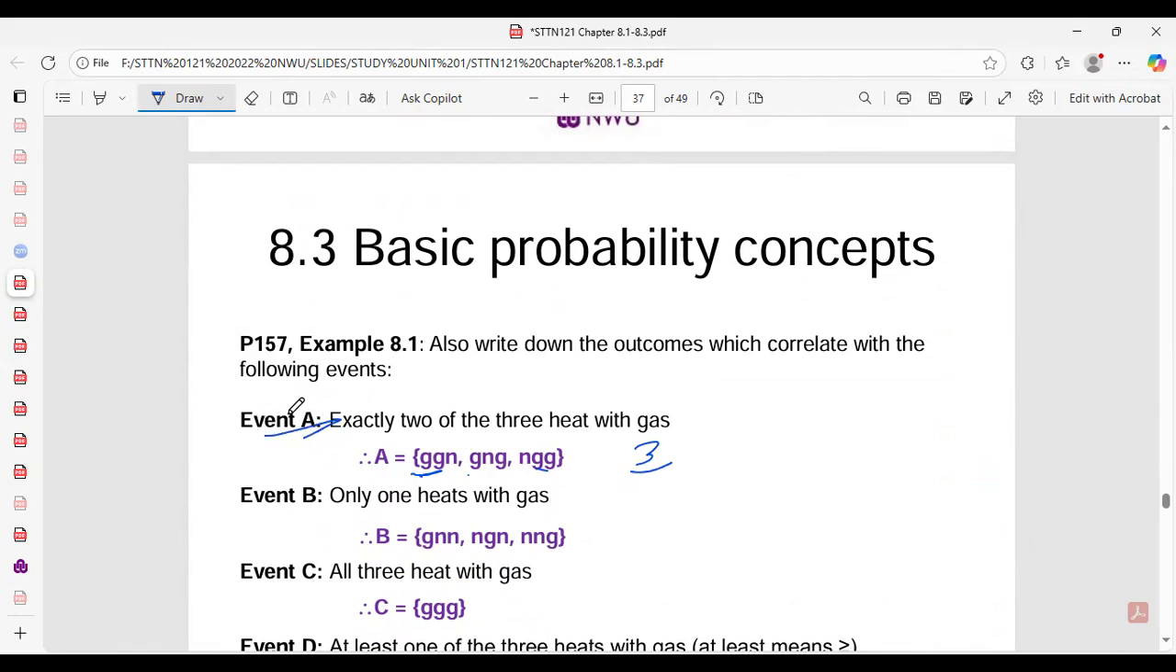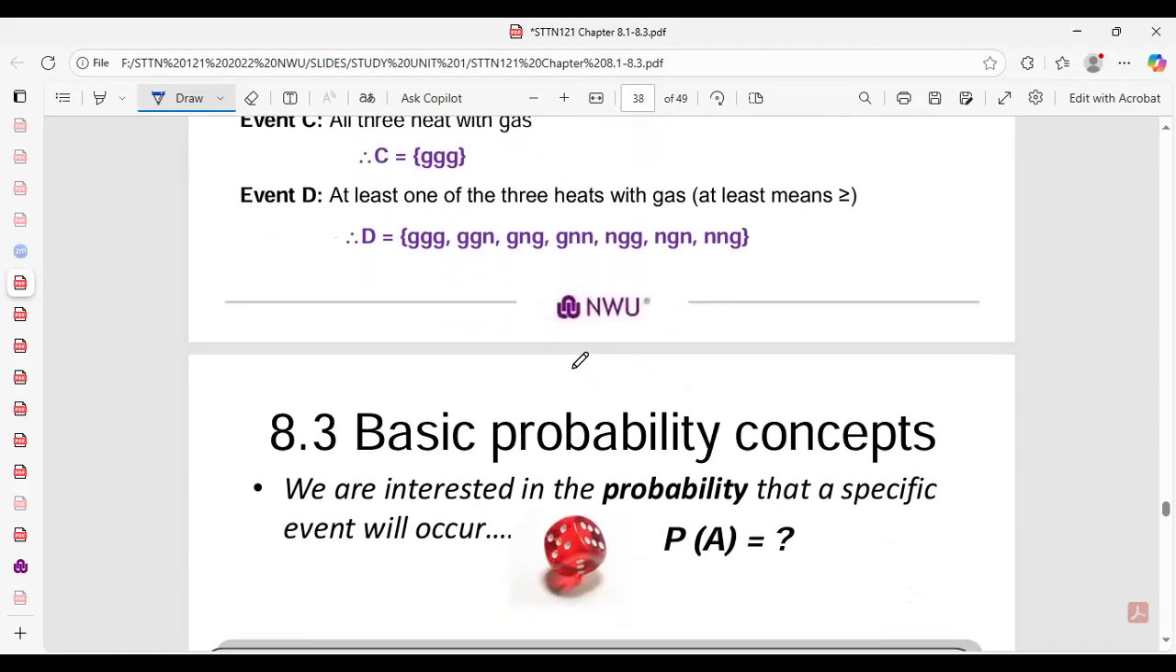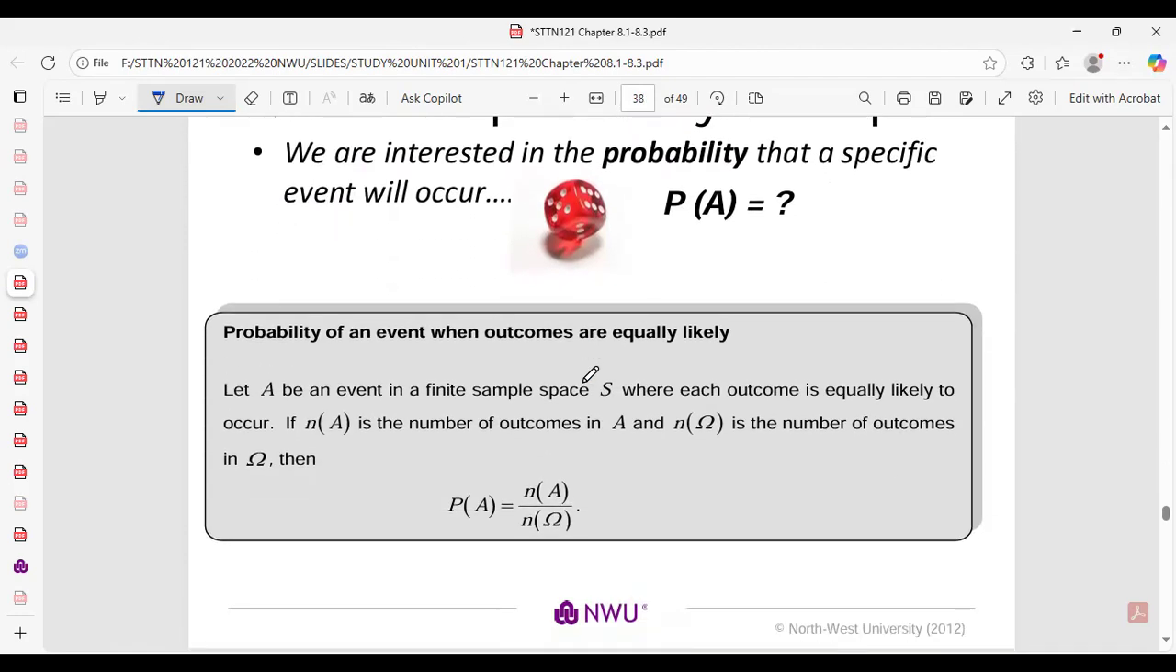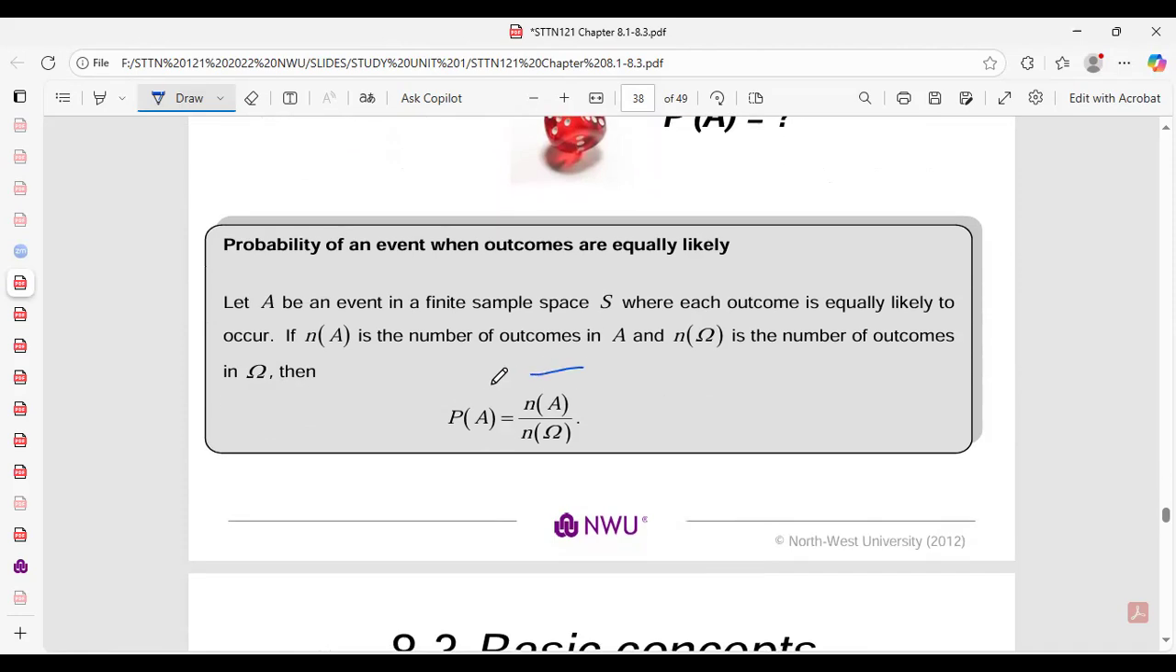If they say the probability, same applies to this one, it's going to be 3 divided by 8. This one is going to be 1 divided by 8 to get the probability. And remember, the probability is between 0 and 1. So this is how you do it. This is the formula. N(A) is the number of outcomes in A, and this is the sample space, or the total number of outcomes.